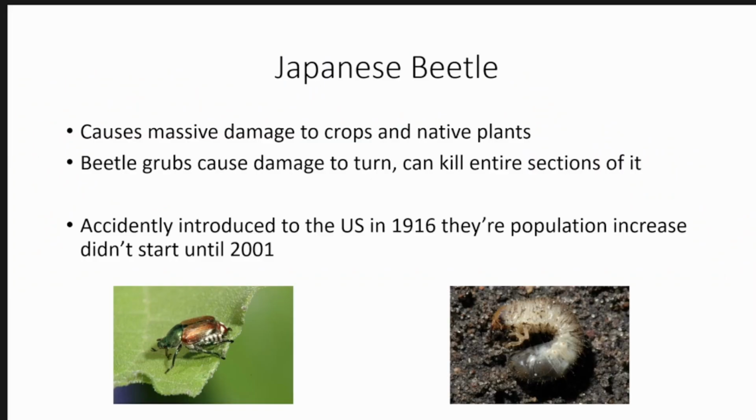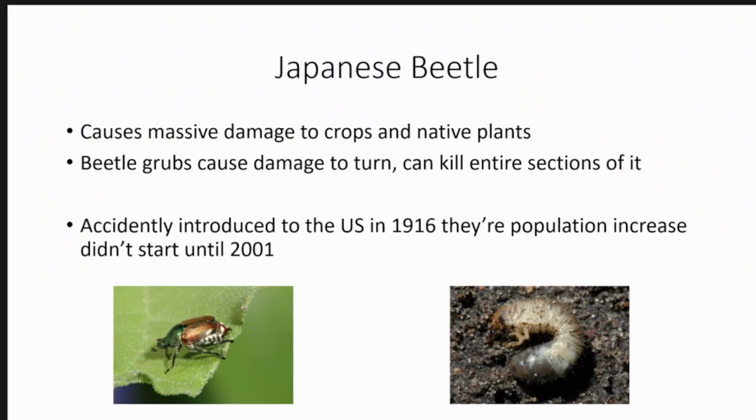Japanese beetles. These guys are annoying as hell. First off, if you're ever out on a day, they'll just fly into your face. You're like, no, get off. But they cause massive damage to crops and native plants, such as basswood trees and grapevines. And the beetle grubs can eat entire sections of crop roots, killing them off. They were accidentally introduced in the US in 1916, and their population increase didn't really start until 2001.